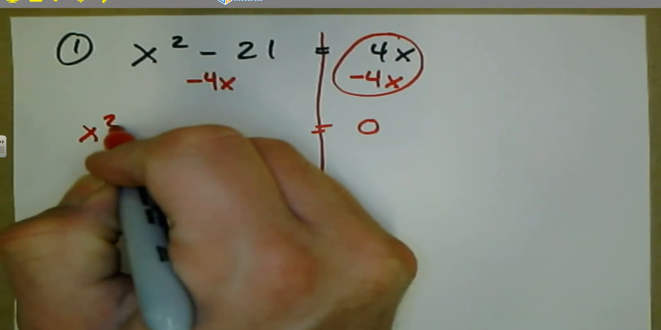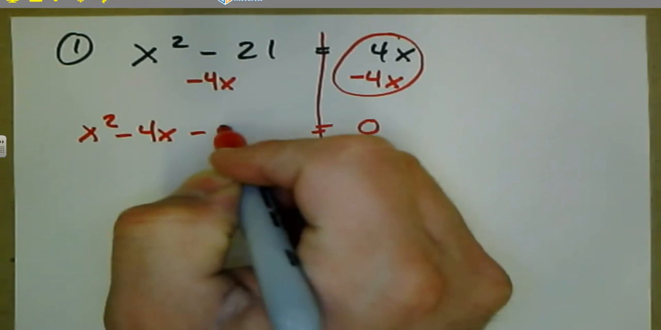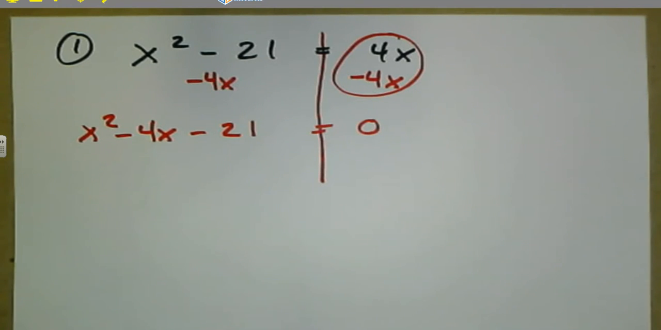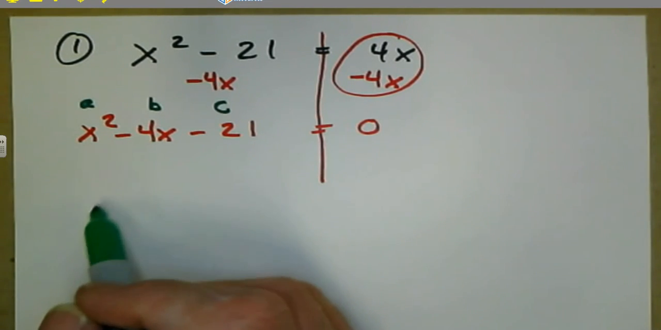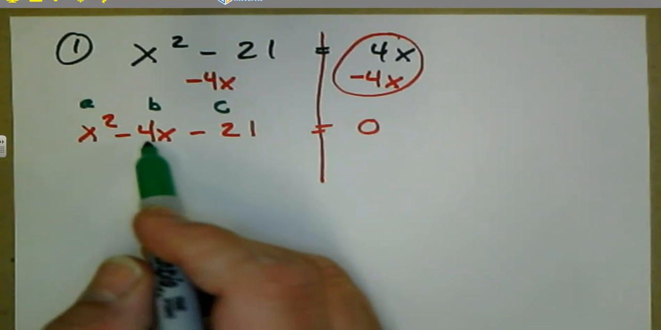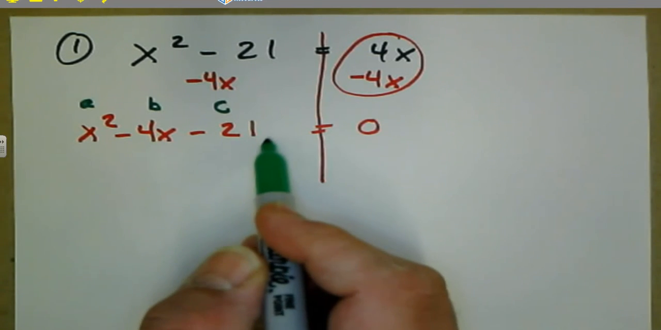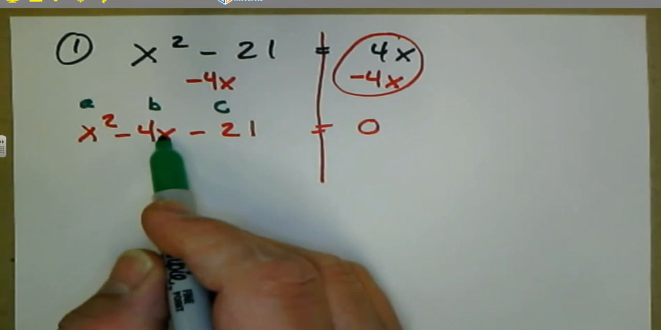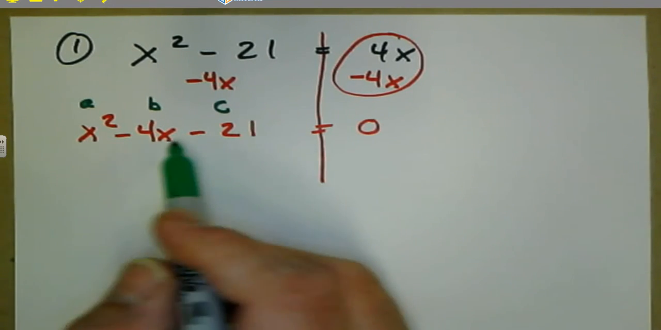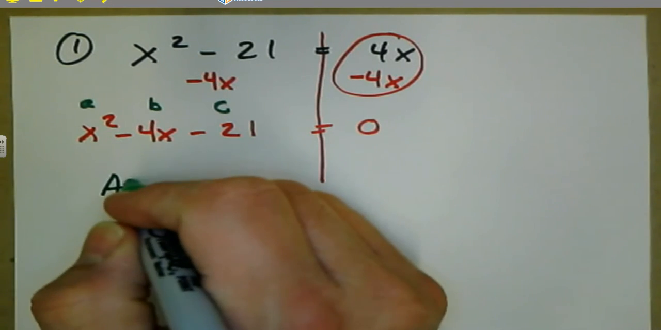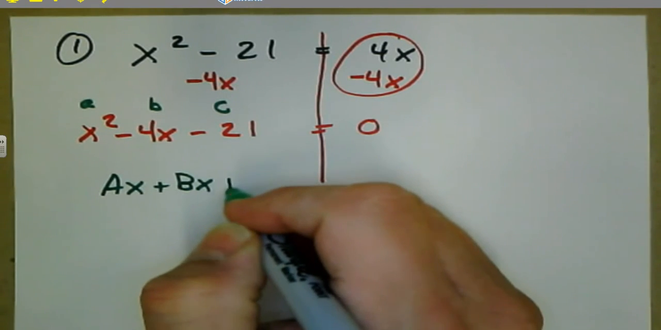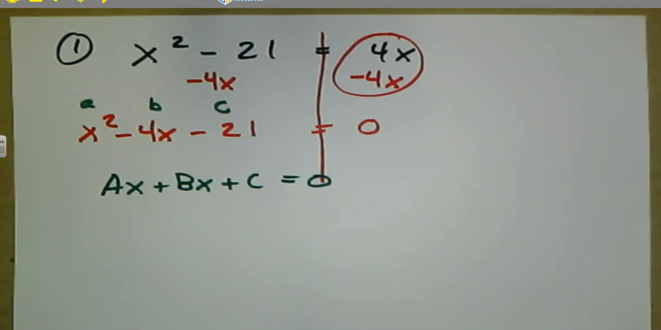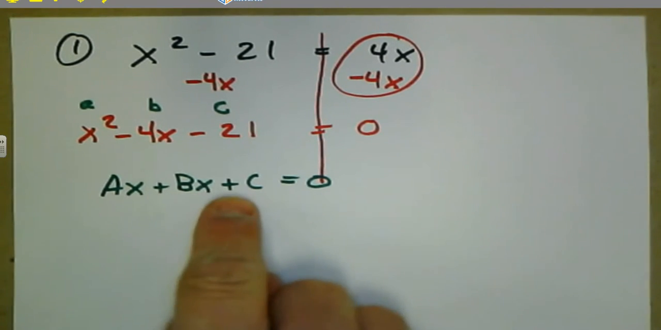So what I'm going to do is go x squared minus 4x minus 21. Why? Because quadratic form tells me that. This is the A, this is the B, and this is the C, and it has to be in that form: the squared, followed by the regular, followed by no variable. X squared, x, no x. Has to be in that format. That is quadratic form: ax squared plus bx plus c equals 0, where that's the A, that's the B, that's the C.